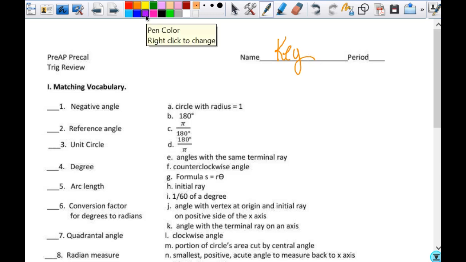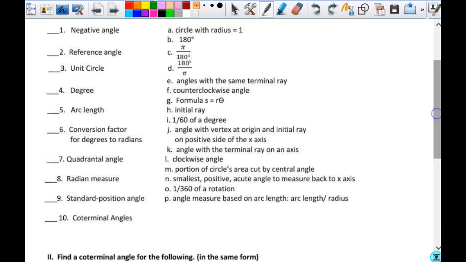Matching. Right, so you can approach matching either way. You can read all these and then look for the answer over here, or you can read all these and see which one matches up. It's usually easier to muddle through the stuff with less on it than over here. So let's just read through what we have. We're looking for negative angle, reference angle, unit circle, degree, arc length, conversion factor for degrees to radians, quadrantal angle, radian measure, standard position angle, and coterminal angles. All right, so looking over here, a circle with radius 1. Well, that is a unit circle, and I had unit circle here, so this is A.